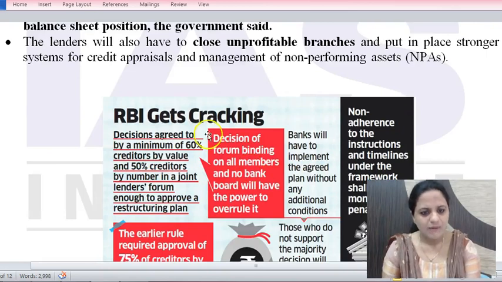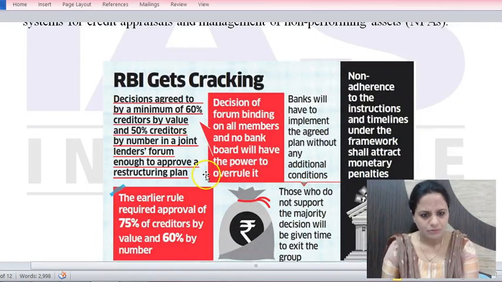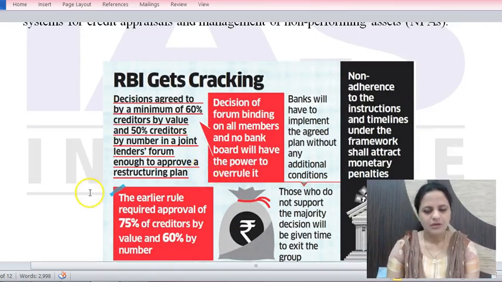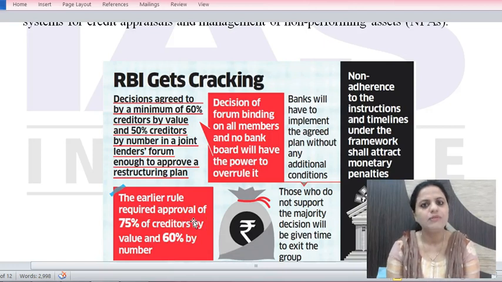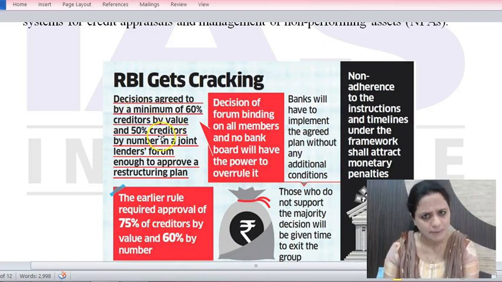So presently, you can see how RBI has been empowered with respect to the Joint Lenders Forum too. Earlier, at the Joint Lenders Forum, a decision for the corrective action plan could be taken when it was agreed to by at least 75% of the creditors by value and 60% of the creditors by number. So this rule has now been changed by this ordinance. Now the decision has to be agreed to by a minimum of 60% of the creditors by value and 50% of creditors by number at the Joint Lenders Forum.